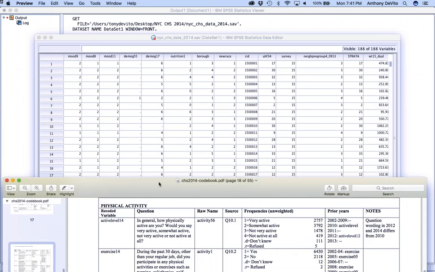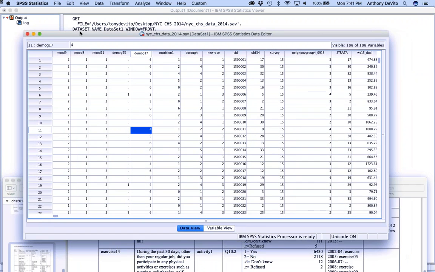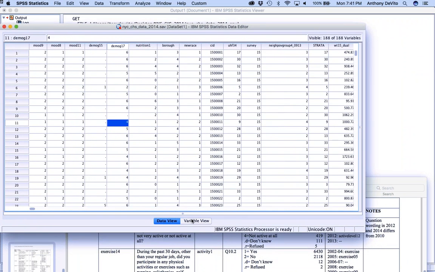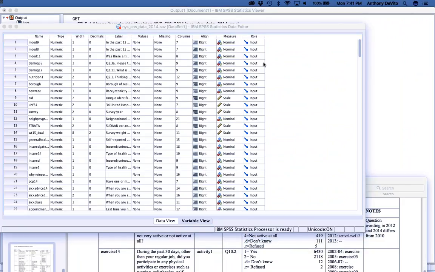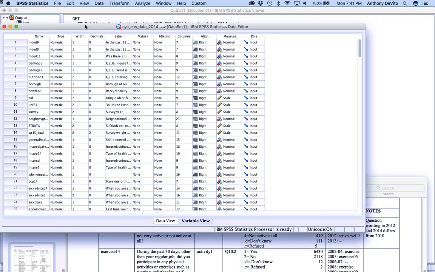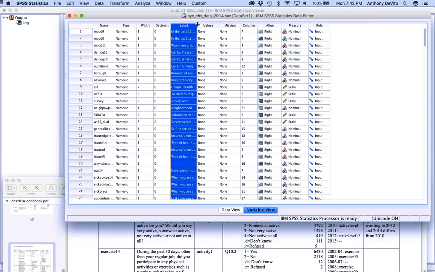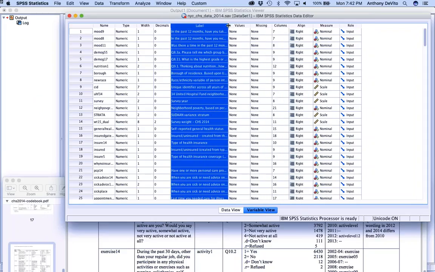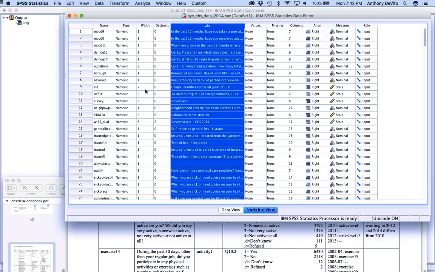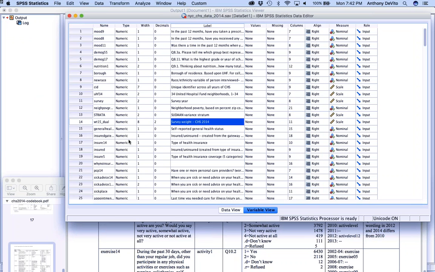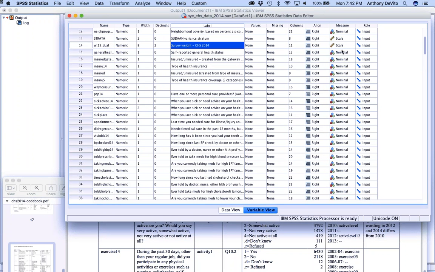Okay, let me see if that opened up. Here we go. Okay. So if I go back to the variable view here, let me move this out of the way. And you'll notice that, look, we do have some scalar variables in here. Now, keep in mind, SPSS is interpreting this, so it's guessing at whether they're nominal or scalar. But let's say survey. Oh, these are survey weights. That's not what I want.